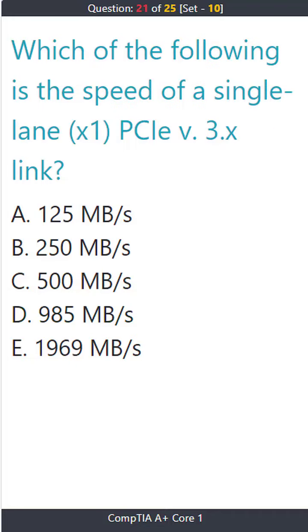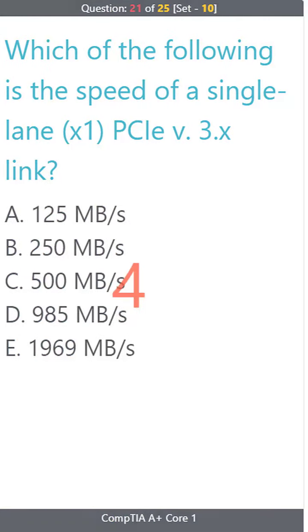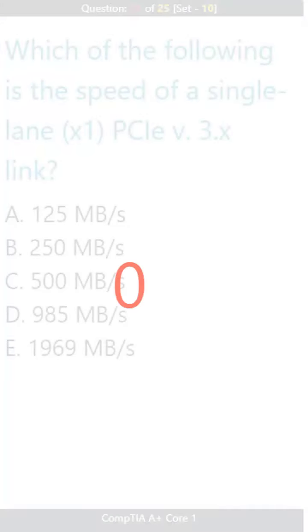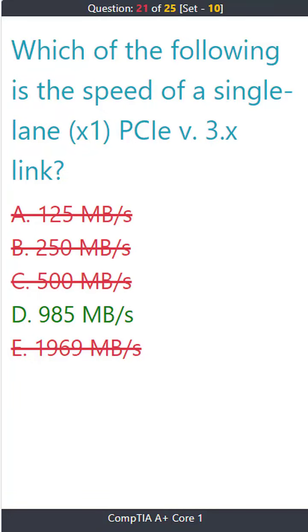Question 21. Which of the following is the speed of a single lane, X1, PCIe v3.x link? A. 125 MB/s, B. 250 MB/s, C. 500 MB/s, D. 985 MB/s, E. 1969 MB/s. The correct answer is D. 985 MB/s.